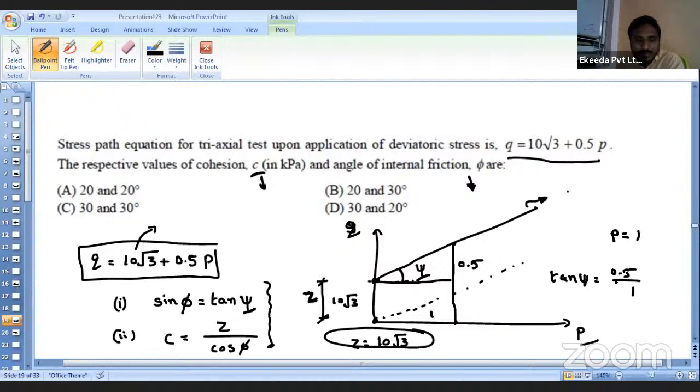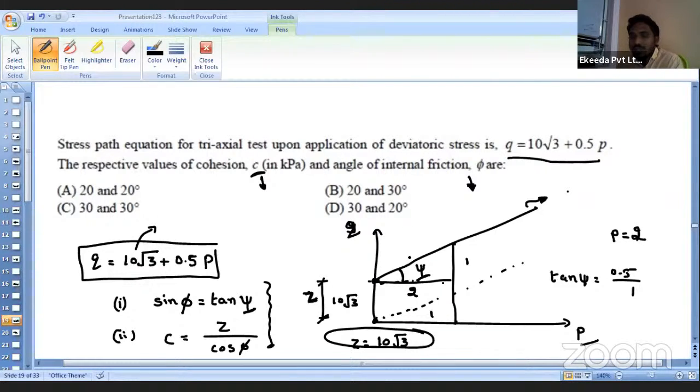You can ask me why I can take only 1. You can take 2 also. Suppose I take p equal to 2. Then q is 10 root 3 plus 0.5 into 2, which is 1 simply, and the p value I have taken is 2. That means from here to here, what is the value? 2. So tan psi will be equal to 1 by 2, which is also nothing but 0.5.